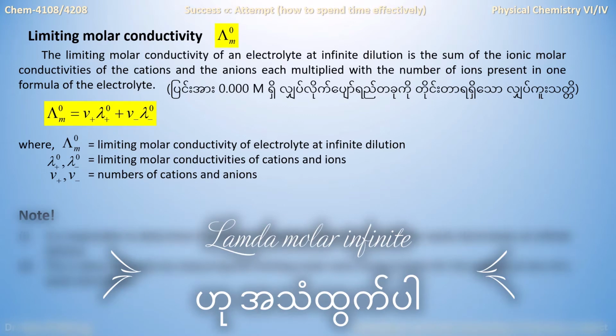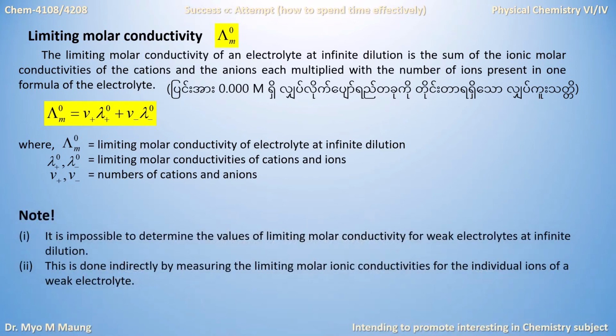It is called lambda molar infinite. It may also be defined as the sum of ionic molar conductivities of cations and anions, each multiplied with the numbers of ions present in the formula of the electrolyte. Here, you notice something else.